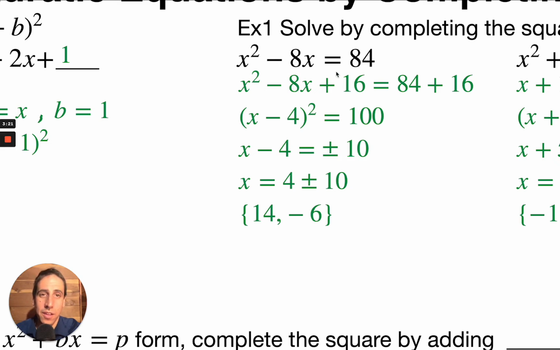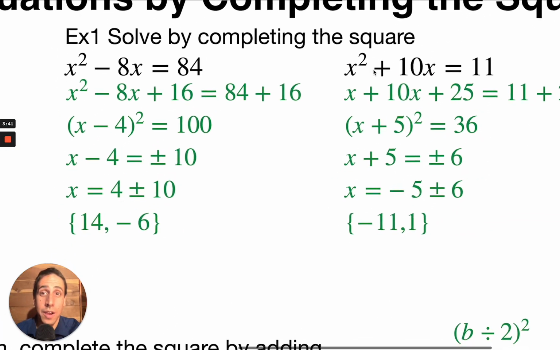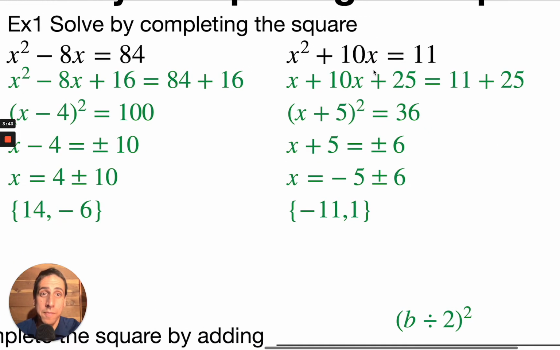Now that we've added 16 to both sides, 84 plus 16 is 100. Now we can take the square root of both sides, and now we can add 4, and get solutions. So x squared minus bx equal to a number is the format that we're now able to solve by completing the square.